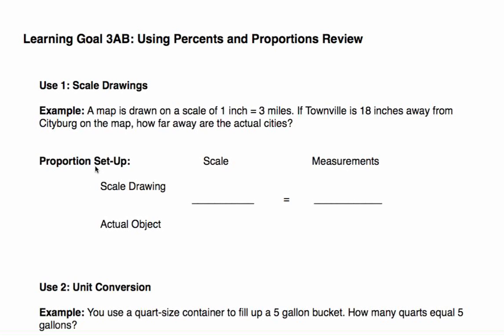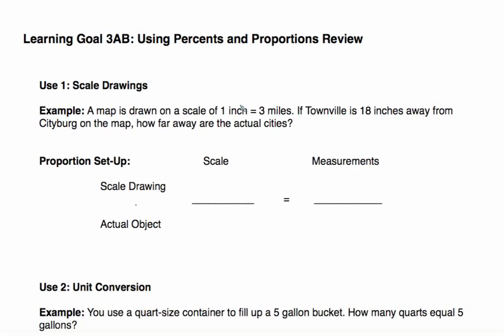So our proportions set up for scale drawings is we write two ratios. One of them has the scale. That means basically what equals what on the scale drawing equals what in the actual world. And we have our measurements, the actual measurements between the two things we want to find the distance between on the scale. So let's start with the scale part here.